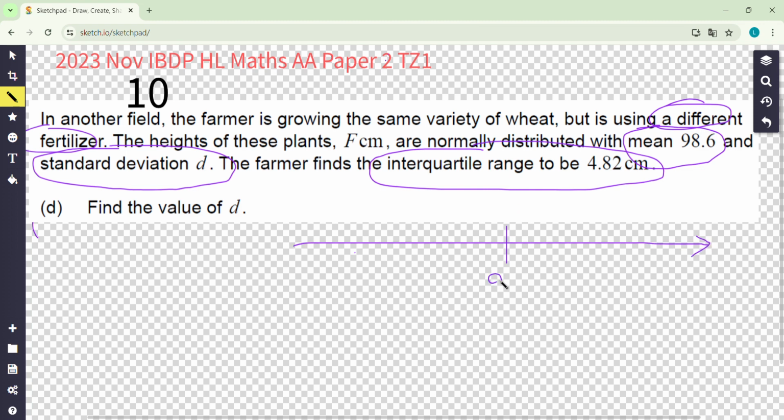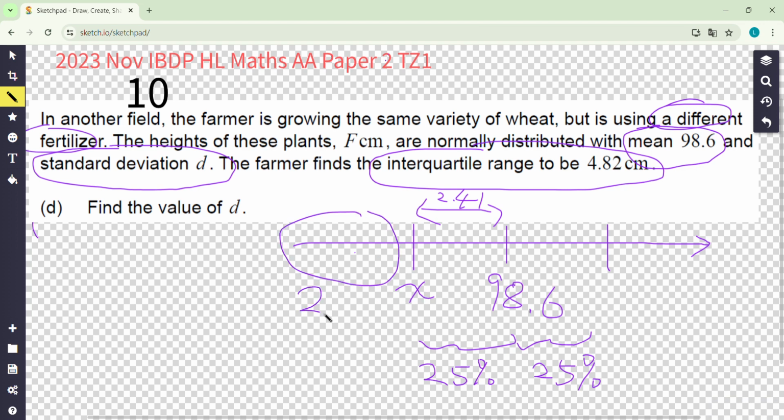So the mean is 98.6, and within the interquartile range, 25% is here and 25% is there. And you remember the normal distribution is symmetric, so this part is 2.41. And it means that for all the values smaller than x, the probability is 25%.